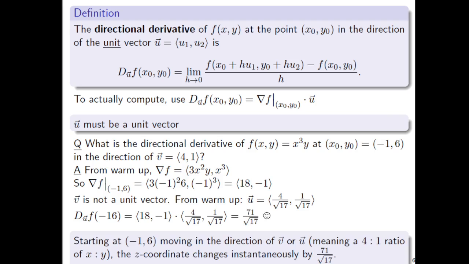So here's the point. Here's an interpretation of what's going on. So starting at the point -1 comma 6, if you start moving in the direction of v or in the direction of u, again, I'm using the word direction here not in a very technical way; sometimes calculus books say direction vector must be a unit vector, but I just mean if you move in the direction that the vector v points, well, the vector u also points in that direction. So all I'm trying to get at is, since vector v was 4 comma 1, moving in a 4-to-1 ratio of x to y, then the z coordinate changes instantaneously by 71 over √17.